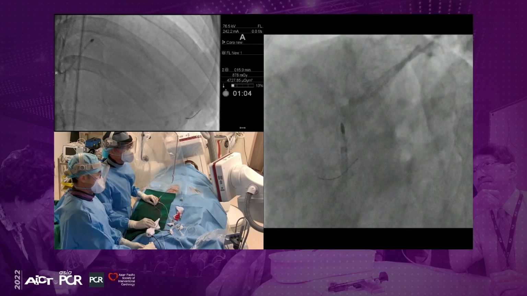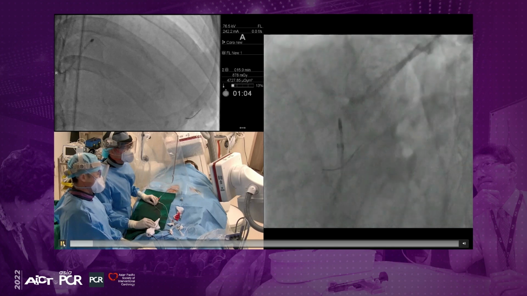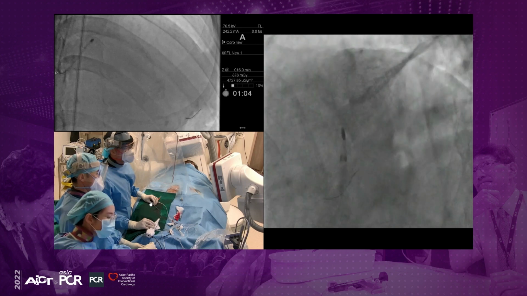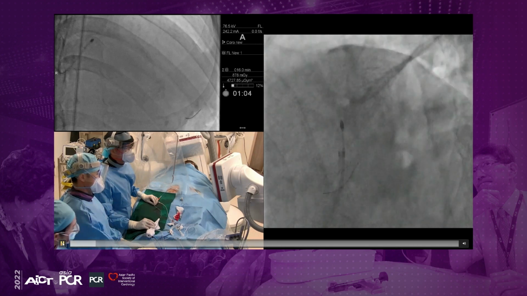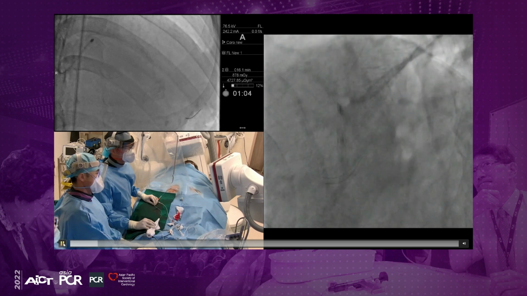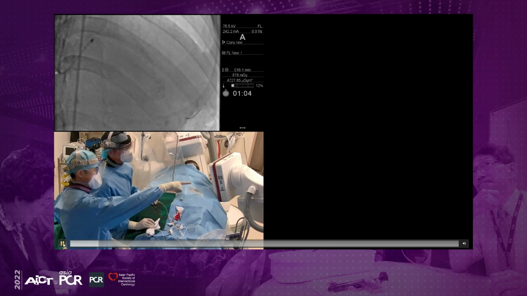So this is a 1.5 millimeter burr that we used to first prep the LAD lesion. And you can see that there was originally quite a bit of resistance trying to cross that very tight stenosis.